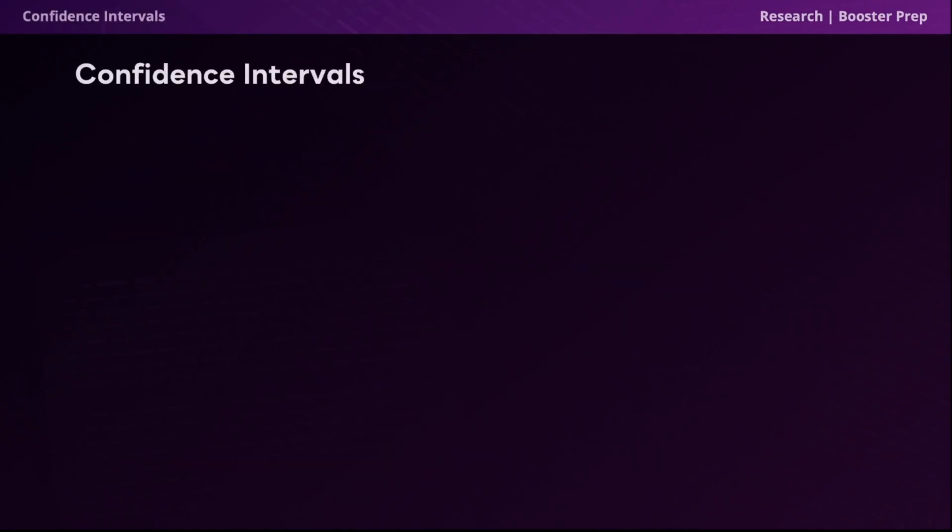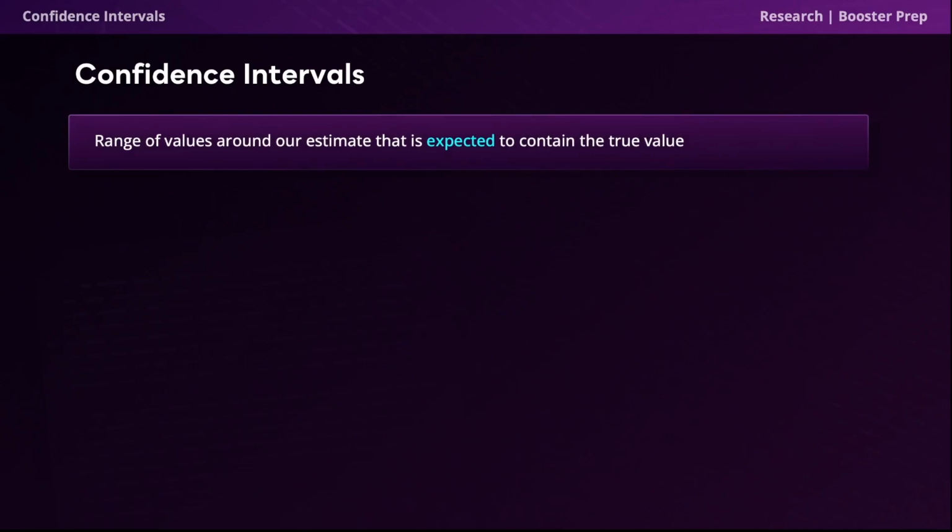And finally, the last concept that we'll be discussing in this video is confidence intervals. Recall that study results are based on samples, and sometimes these random samples can have variability. Therefore, we define a confidence interval, which is a range of values around our estimate that is expected to contain the true value. The size of the confidence interval conveys how precise we believe our estimate to be.